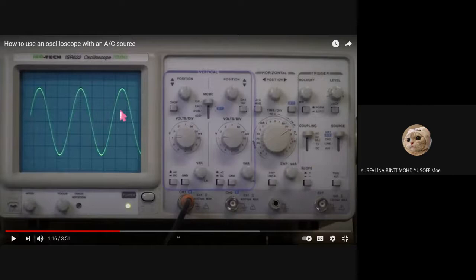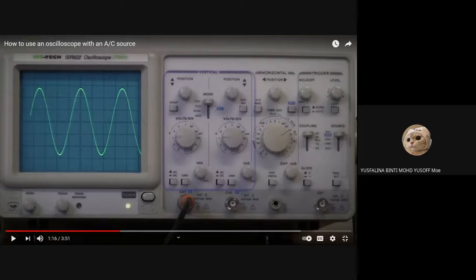This is called 1 division. Let's say if I want to measure the peak of the graph, the peak of the graph is from here to here. So what is the division? How many divisions is the peak of the graph? 1, 2, and then this one is 0.8. You maybe cannot see it clearly. So 2.8 divisions. This is like 1 volt per division. What does it mean by 1 volt per division? It means for 1 division, it is equal to 1 volt.